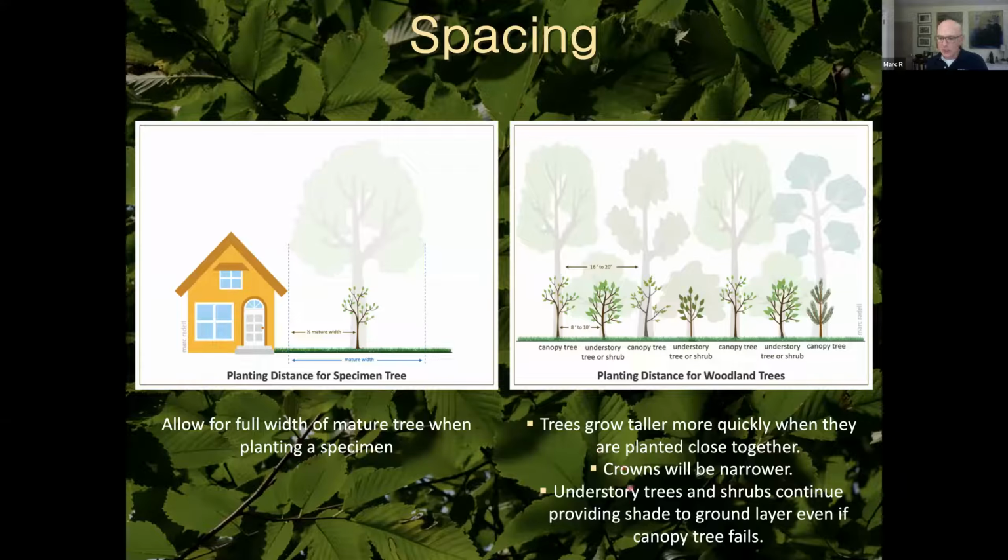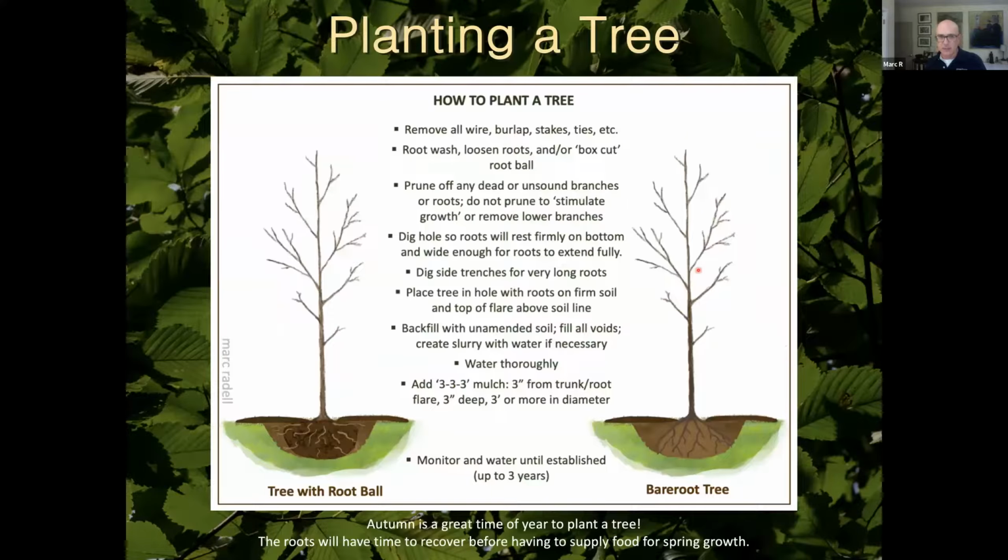And as I mentioned earlier, understory is really important, as the backup for the shade herbaceous plants if anything happens to the canopy trees. Planting a tree, you want to make sure that you plant it at the proper depth, with the soil ball resting firmly on the subsoil. Dig only as deep as the roots, and dig wide enough for the roots to extend.